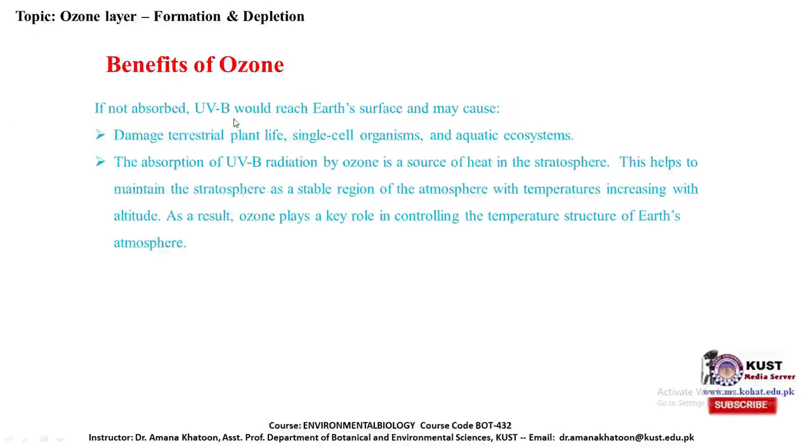that if UVB is not absorbed by the ozone layer, what will happen? It will damage terrestrial plant life, single-cell organisms and aquatic ecosystems, and the absorption of UVB radiation by ozone is a source of heat in the stratosphere, and this helps to maintain the stratosphere as a stable region of atmosphere with temperatures increasing with altitude. As a result, ozone plays a key role in controlling the temperature structure of Earth's atmosphere.